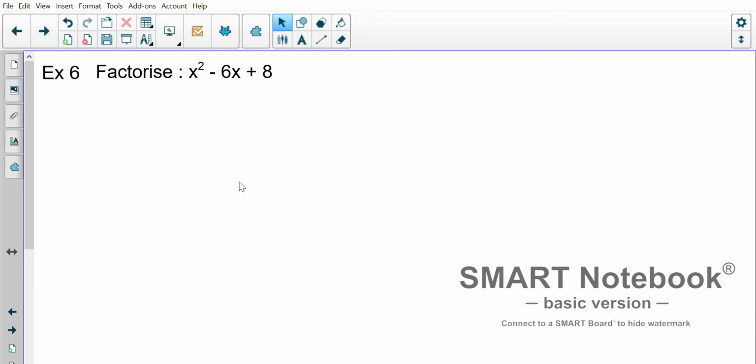So have a look at this example here. x squared minus 6x plus 8 is what we're asked to factorise. I'm going to give you a couple of minutes, so you can pause the video and give this one a go.